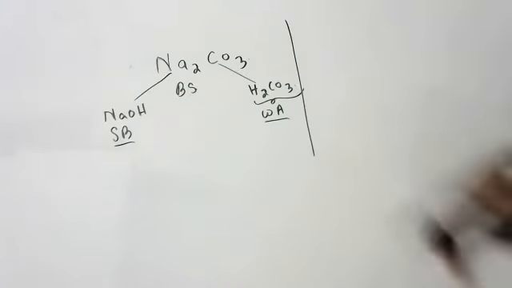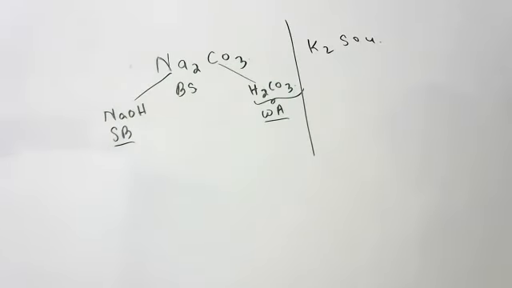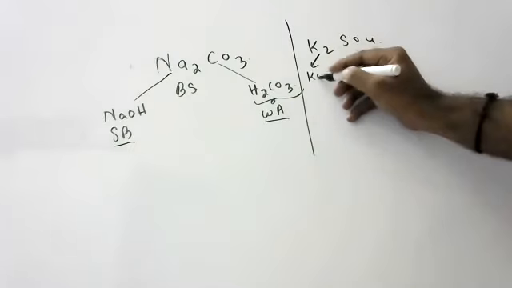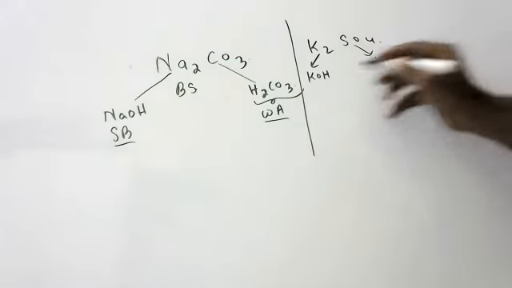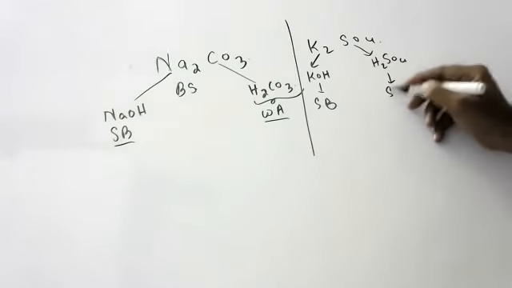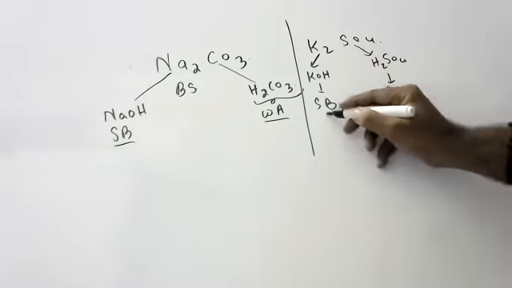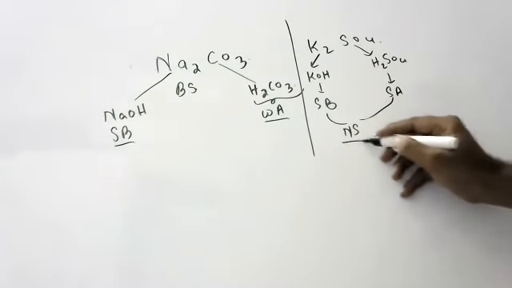One more example I will give for your understanding. K2SO4. Someone will ask. It is coming from which base? KOH. It is coming from which acid? H2SO4. KOH is a strong base and sulfuric acid is a strong acid. A salt formed from a strong base and strong acid is a normal salt or neutral salt.